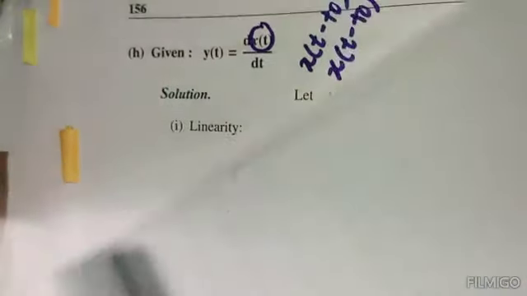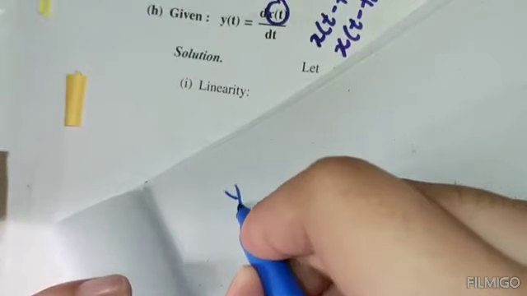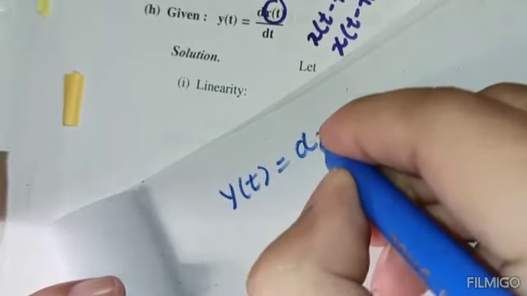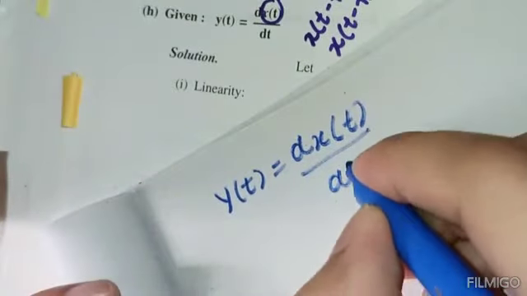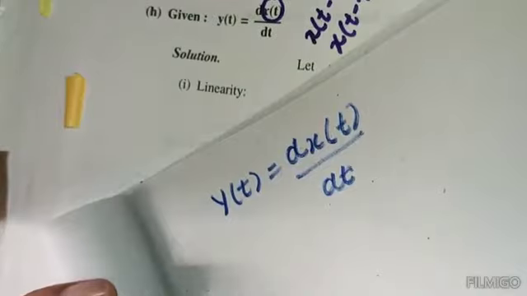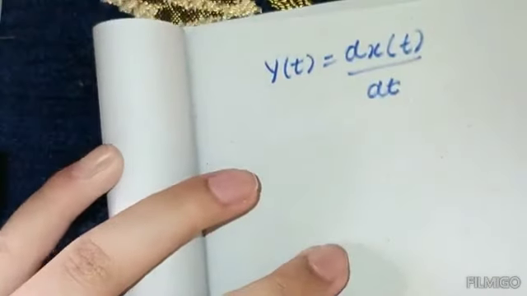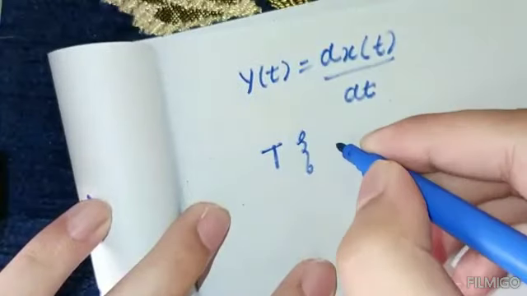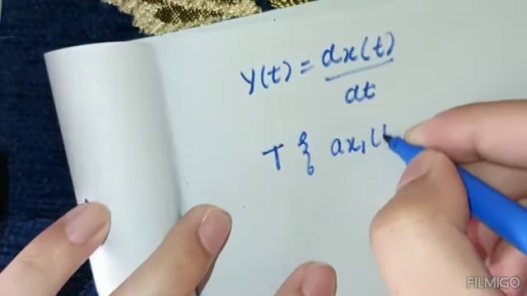Let me write here, y of t is equal to dx of t by dt. Now we are going to do the transformation of, that is, the whole transformation of a x1 of t plus b x2 of t.